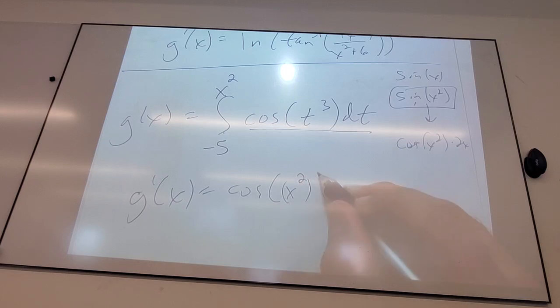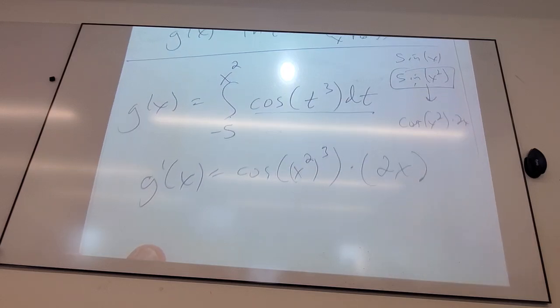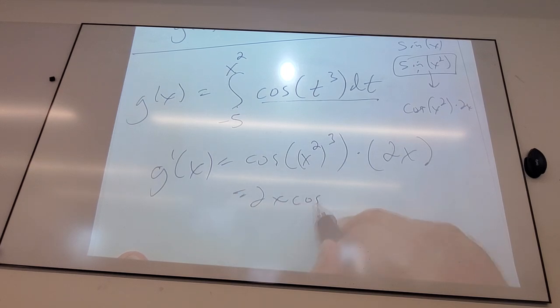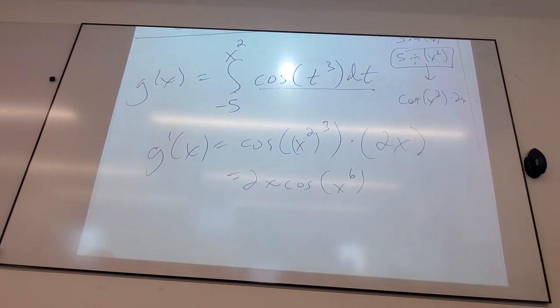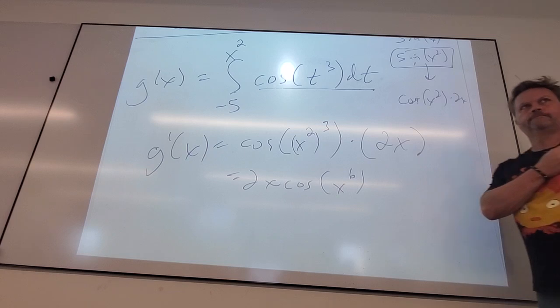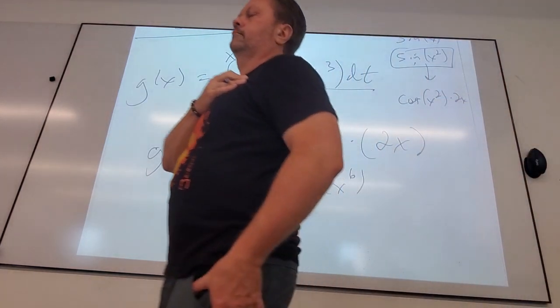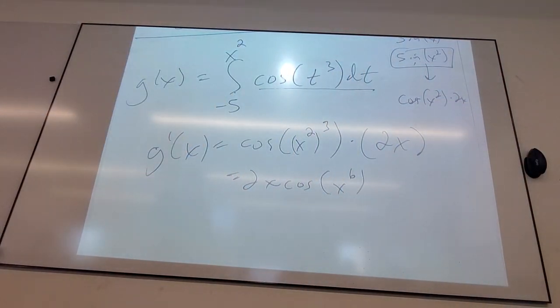X squared cubed times chain rule. 2x. So then you get 2x cosine of x to the sixth. To be really honest, once we work with FTC 2, I can come back to some of these and show you a very concrete way that that's what that is. We'll be able to come back and do that.